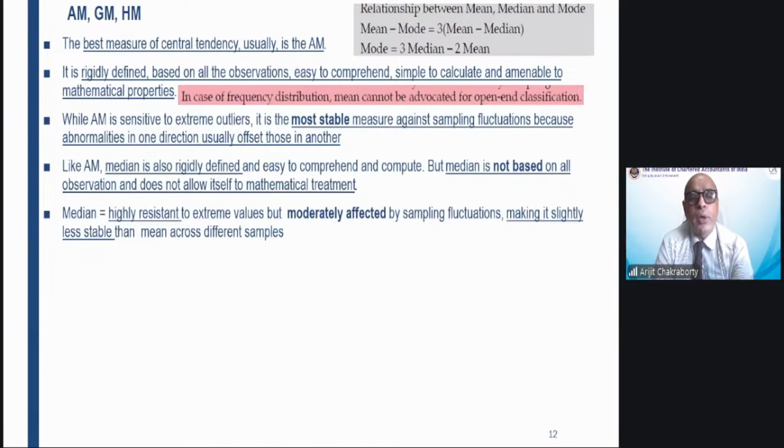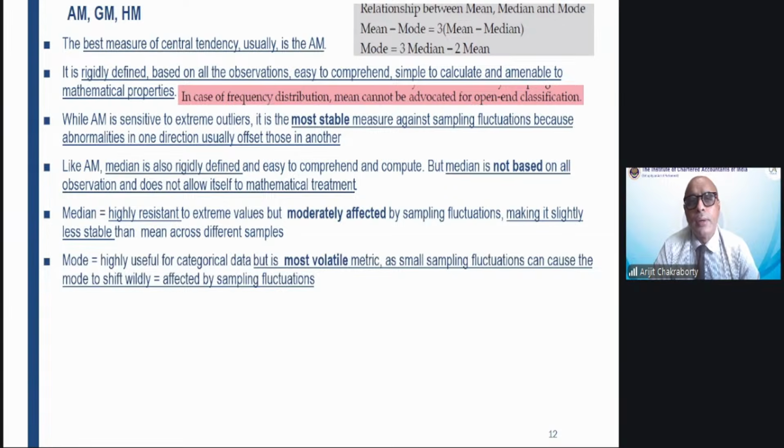At the same time, median is highly resistant to extreme values. Exactly this is what makes median the most preferred measure of central tendency in certain circumstances, because arithmetic mean is not resistant at all to extreme values. So in specific cases, median, just because of this particular quality, might be the most appropriate. But overall, if we look at all the different measures of central tendency, arithmetic mean wins in most of the parameters, in most of the requirements.